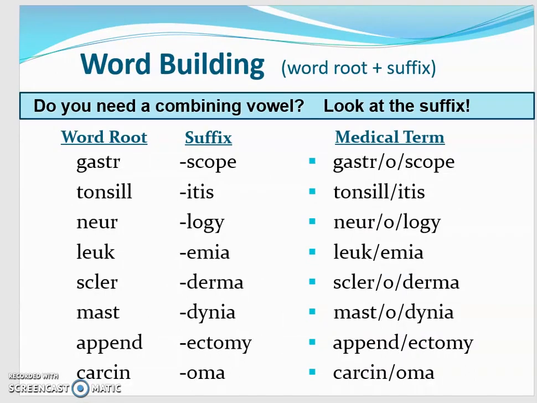You can take a look at these and see kind of how they go together and play with the idea. It's giving you not the combining form, but the word root, and they're offering you a suffix. And then you can see here on the far right, they're showing you when you do and do not need to have that combining vowel. For example, gastroscope, you need it. Tonsillitis, you do not. Neurology, you need it. And in leukemia, you do not. Once again, look at the suffixes. What's the first letter in the suffix? That will determine if you need to keep that combining vowel.